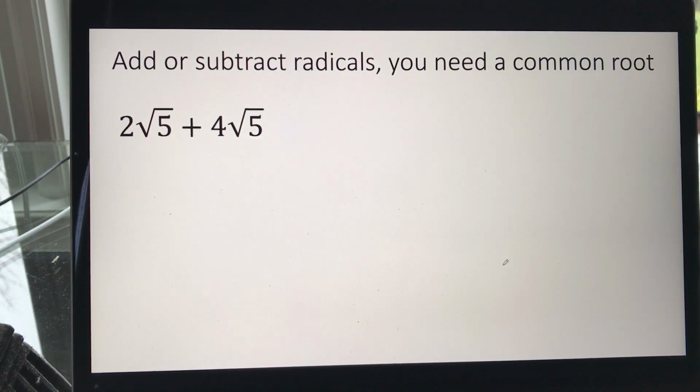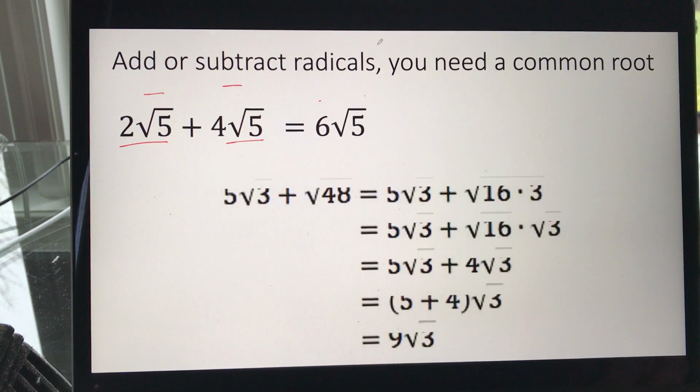Now, kind of like fractions, to add or subtract radicals, we need a common root. So here, if I have 2 root 5 plus 4 root 5, well, it's simply 6 root 5. 2 apples plus 4 apples, 6 apples. We're allowed to write it like that.